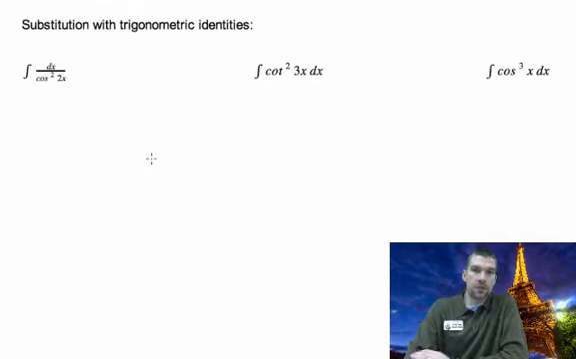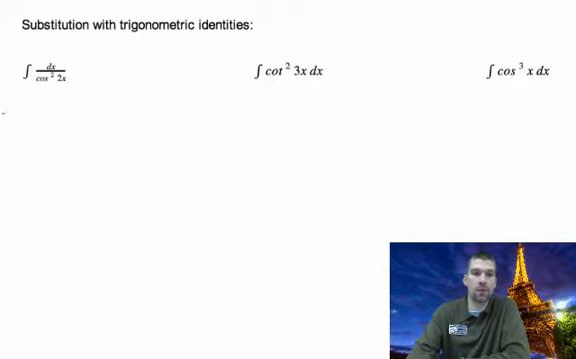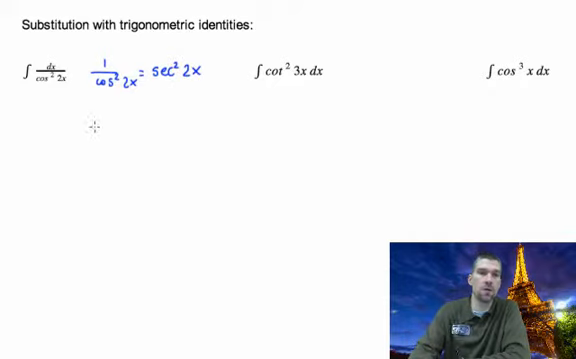All right, so here we go. Substitution now with trig identities. Let's just look at this first one right here where we've got dx over cosine squared 2x. And remember that what this really is, cosine squared 2x in the denominator, is the same thing as secant squared 2x. So what we're really working with here is the integral of secant squared 2x dx.